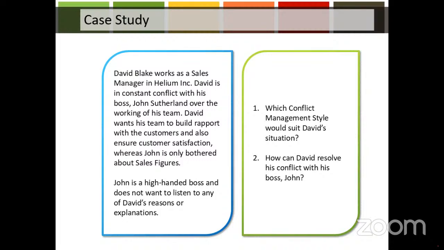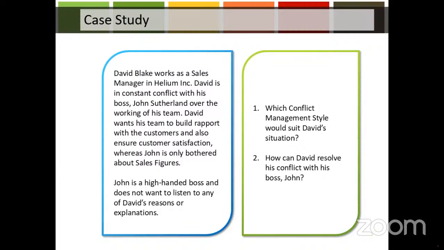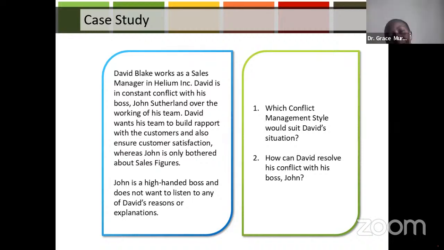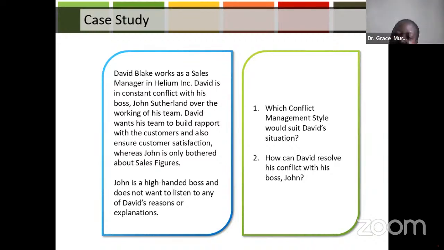If John sees that his objective was also met, he can be able to compromise or maybe collaborate. But you have to make him listen. Remember, he's a high-handed boss and does not want to listen. So at least with the graphs you can show that the satisfaction is high, the sales are high. So I think try to explain in any way.